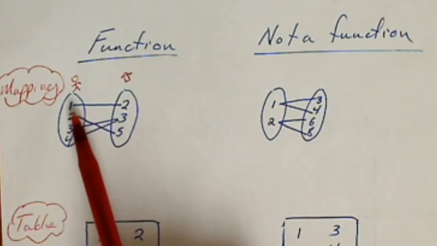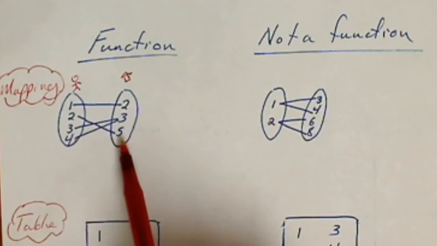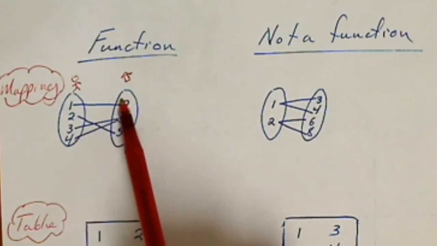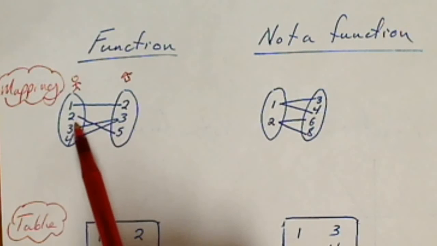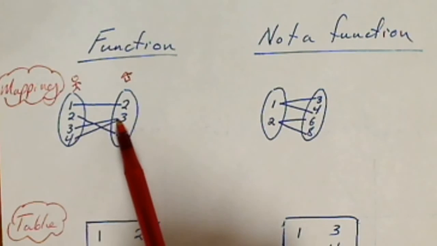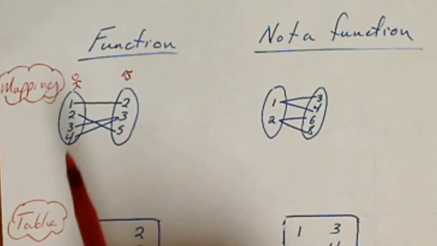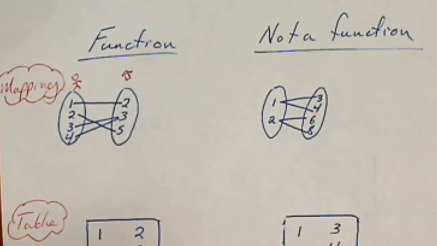So why is this a function? Because every x has 1 place to go. We have 1 going to 2, 2 going to 5, 3 going to 3, and 4 going to 3. The fact that we have 2 x coordinates or 2 people going to the same place, that's fine. That's a party, right?